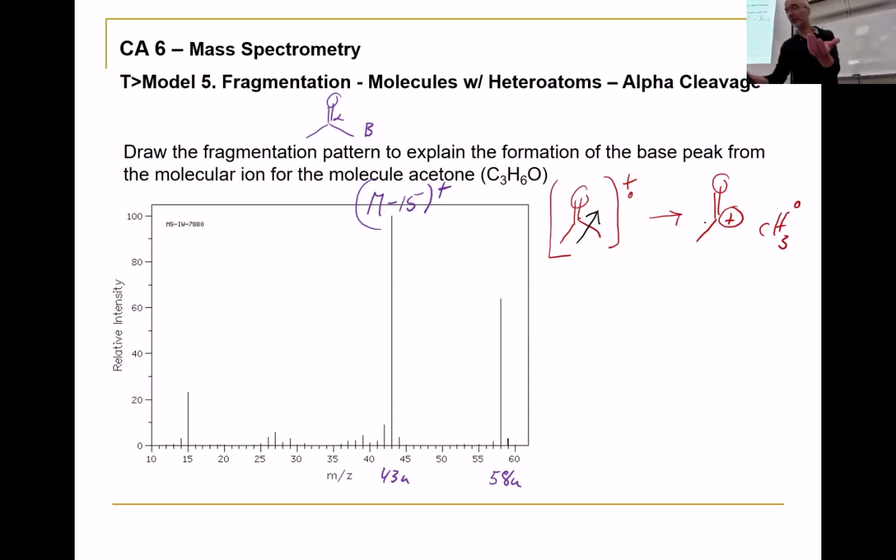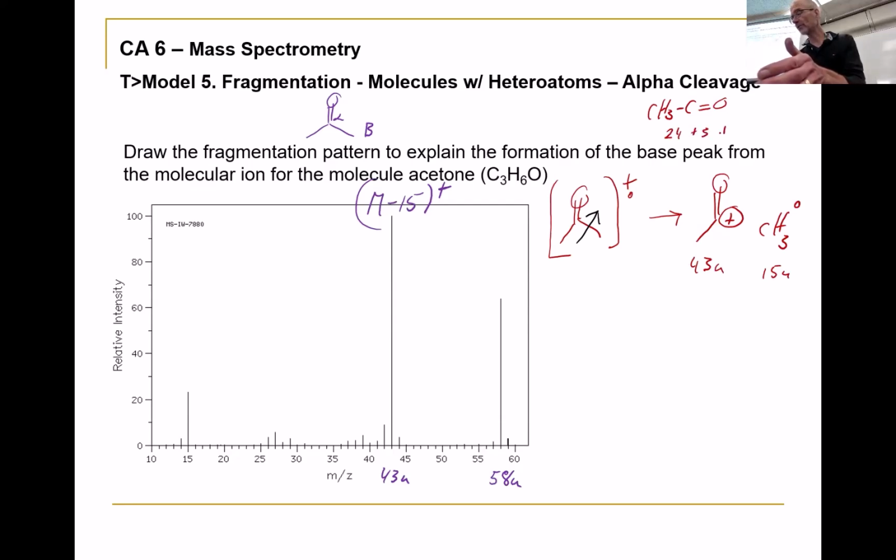And of course, if we label these, this is 15 atomic mass units. And what's left over would be 43 atomic mass units. If you're not convinced, that's a CH3 C double bond O. If I count, I've got 24 atomic mass units from the carbon, plus 3 from the hydrogen, plus 16 from the oxygen. So add all of those up, and that equals 43 atomic mass units. So that would explain those two fragments, or those two particles with the cation.